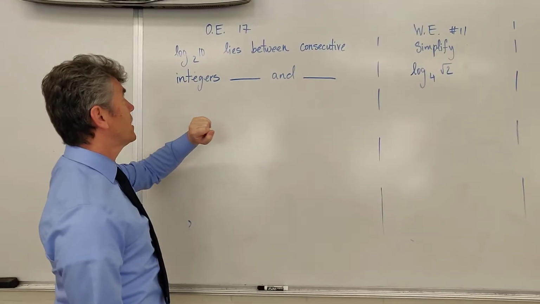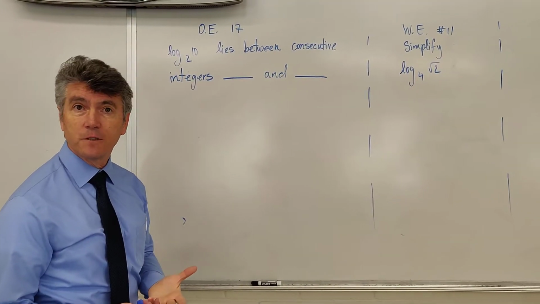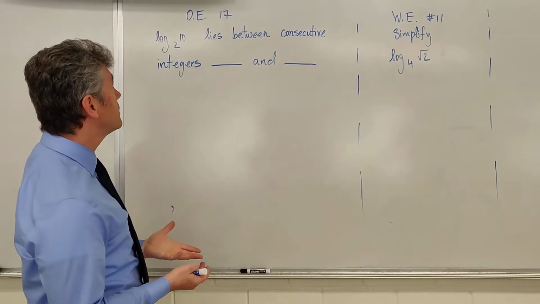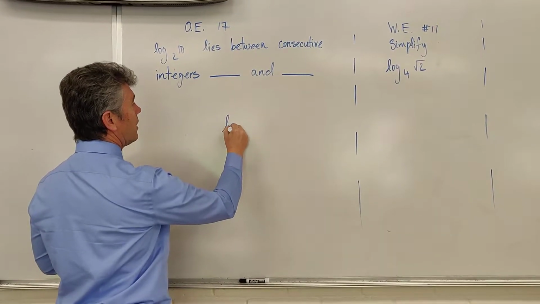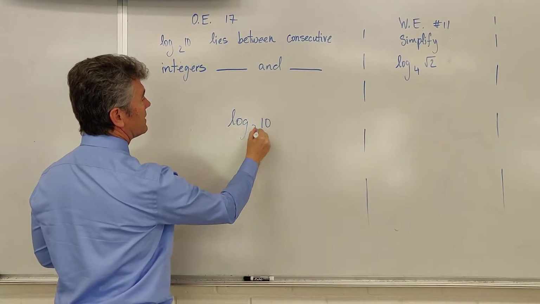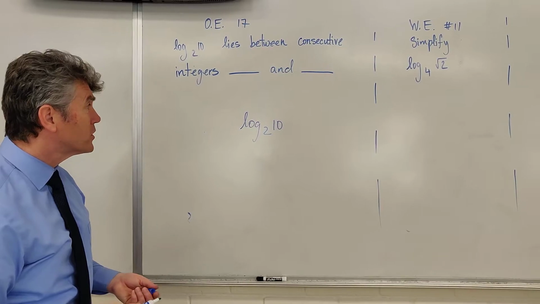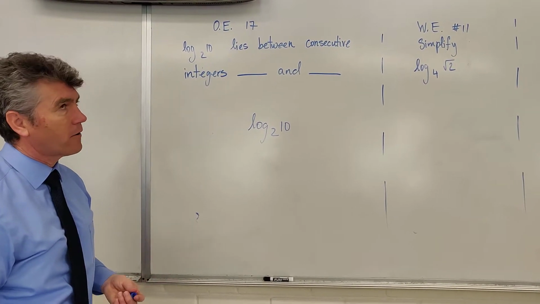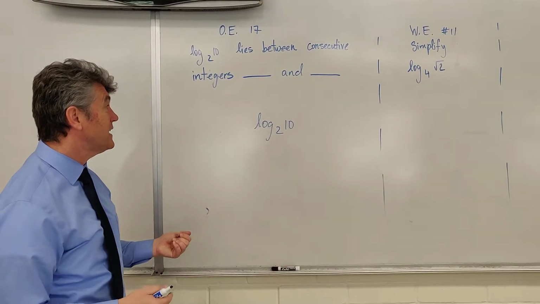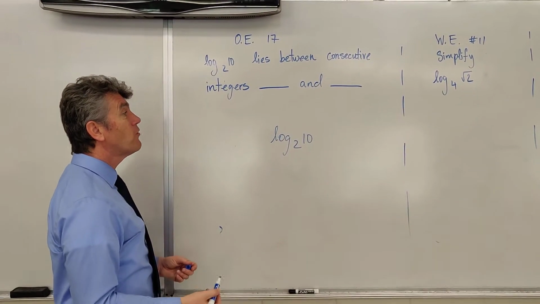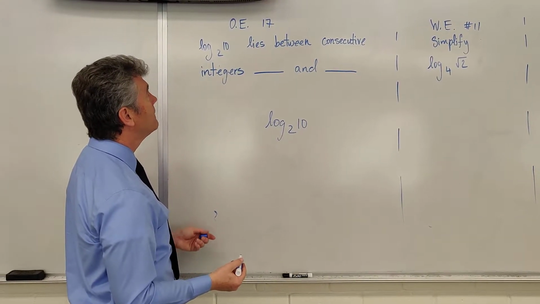In oral exercise number 17, we want to know log of 10 with a base of 2 lies between what 2 consecutive integers. So let's think about log of 10 with a base of 2. Of course, the easiest thing to do is, a lot of you have modern calculators. You just enter log of 10 with a base of 2, you press enter, and then it's really easy. What if I don't have a graphing calculator? What do I do now then?